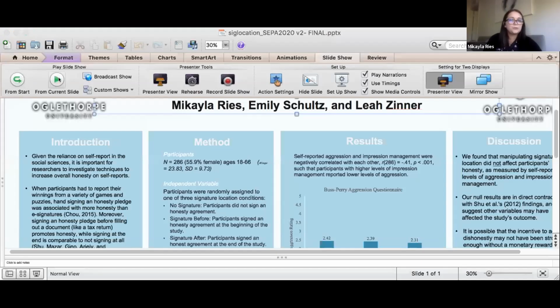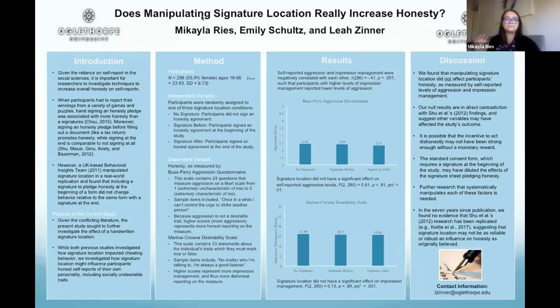So essentially, we were looking at if manipulating signature location really increased honesty. So Emily's going to give a brief recap. Yeah, so we based our study off of some previous studies that were looking at if when you signed an honesty pledge affected how honest you were with an activity. These previous studies did things such as having you fill out tax forms or take part in a card game that had a monetary reward for cheating. And it just tried to see if people were more honest if they signed before or after.